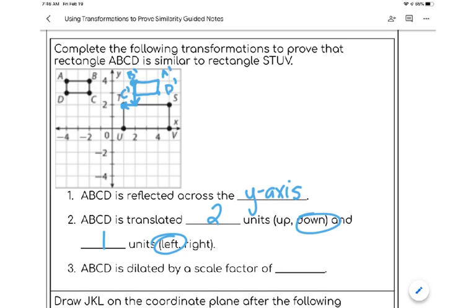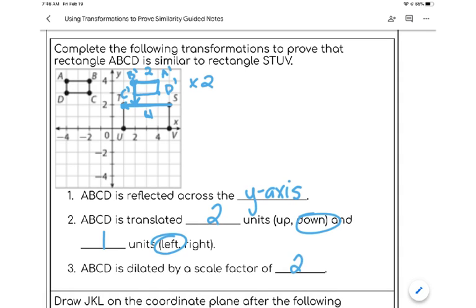So let's start with the corresponding side, AB, and TS. How much larger is TS than AB? AB is 2 units, TS is 4 units. So what do we multiply to AB to get TS? You might be saying 2. So that means the scale factor is going to be 2.